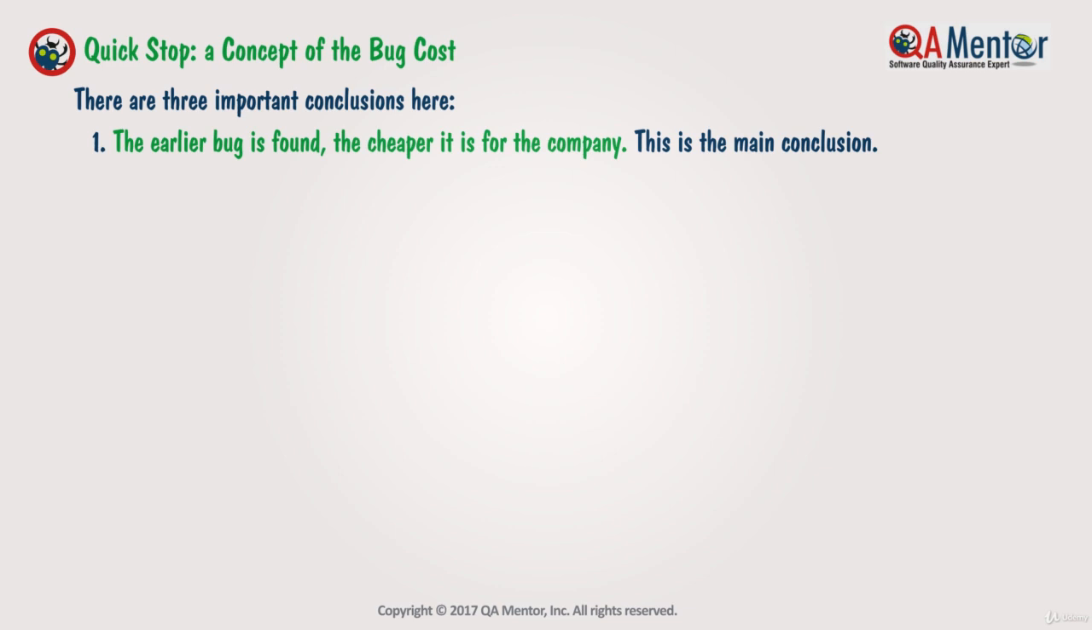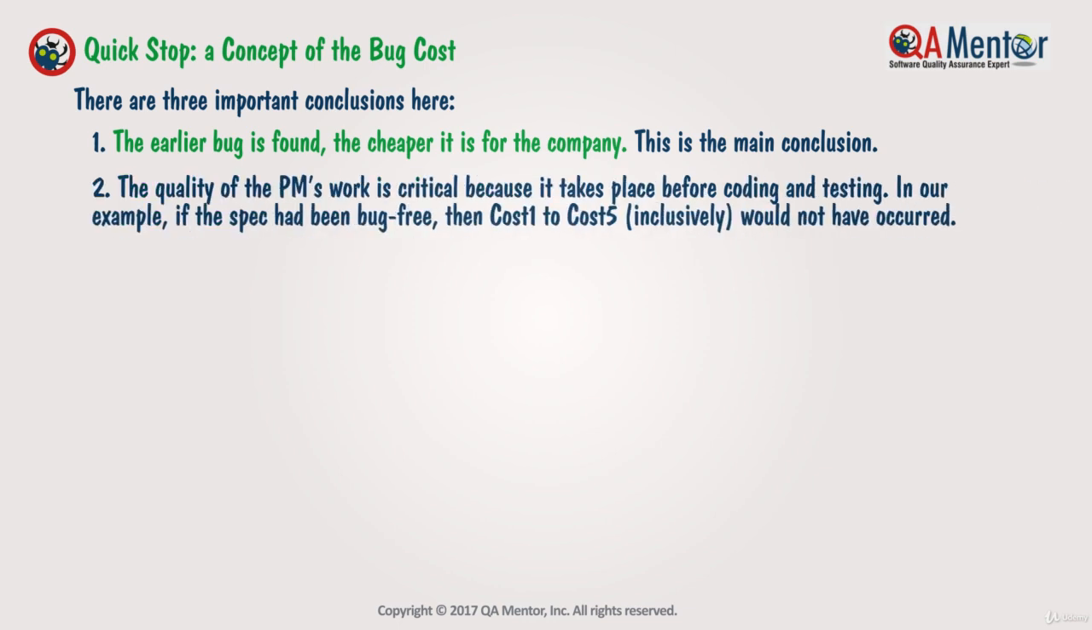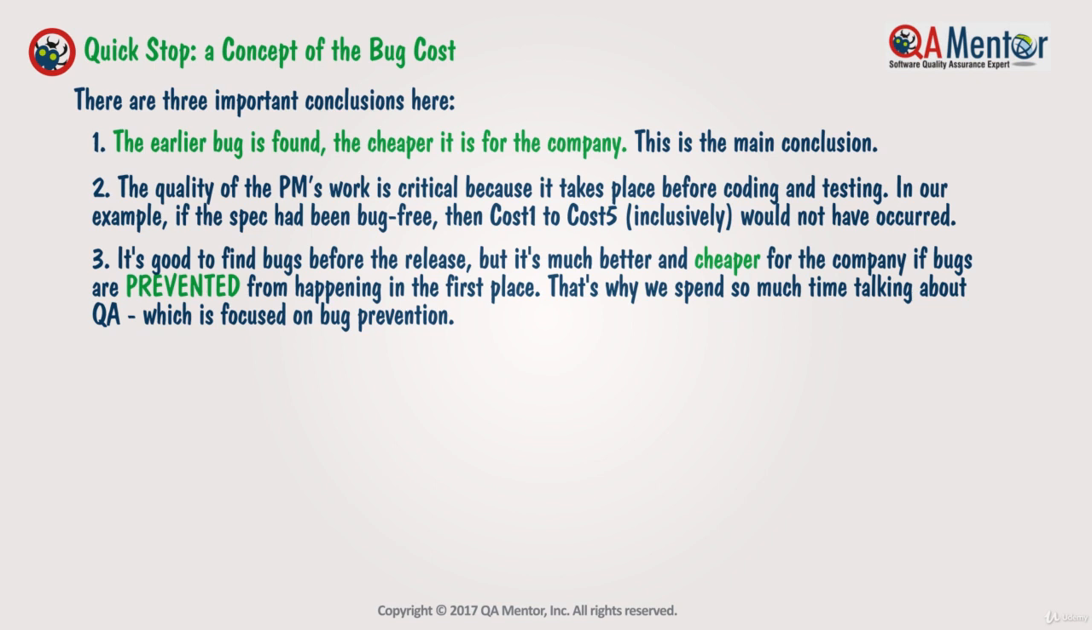1. The earlier the bug is found, the cheaper it is for the company. This is the main conclusion. 2. The quality of the PM's work is critical because it takes place before coding and testing. In our example, if the spec had been bug-free, then Cost 1 to Cost 5 inclusively would not have occurred. 3. It's good to find bugs before the release, but it's much better and cheaper for the company if bugs are prevented from happening in the first place. That's why we spend so much time talking about QA, which is focused on bug prevention.